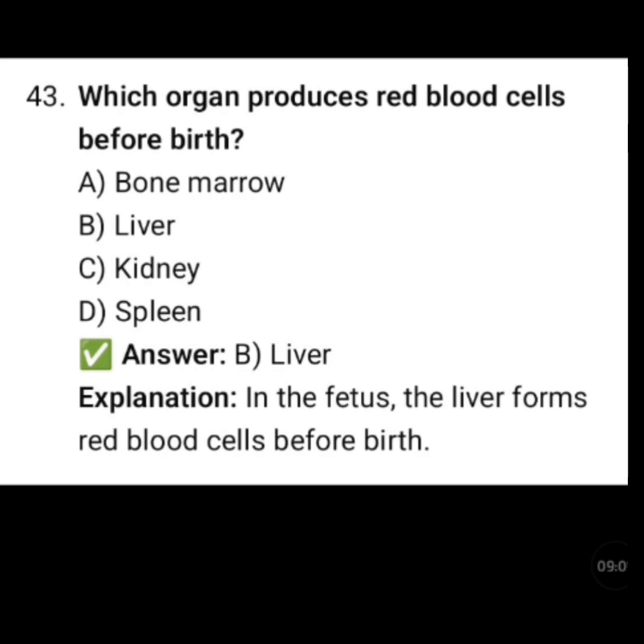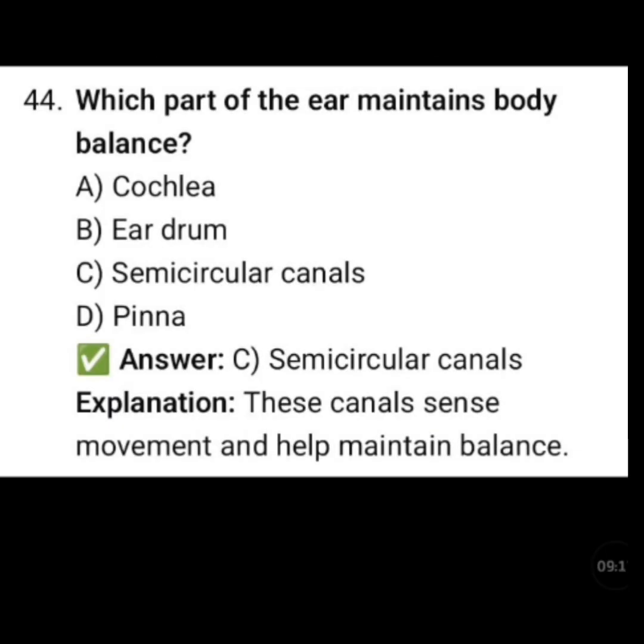Which organ produces red blood cells before birth? Bone marrow, liver, kidney, spleen. The correct answer is option B, liver. In the fetus, the liver forms red blood cells before birth. Which part of the ear maintains body balance? Cochlea, eardrum, semicircular canals, pinna. The correct answer is option C, semicircular canals. These canals sense movement and help maintain balance.